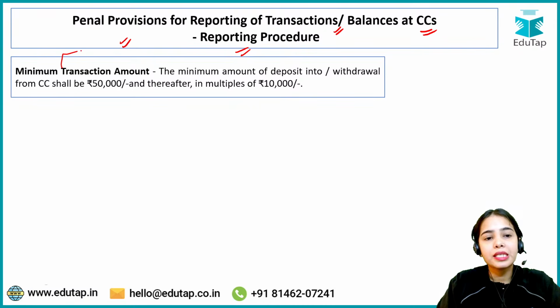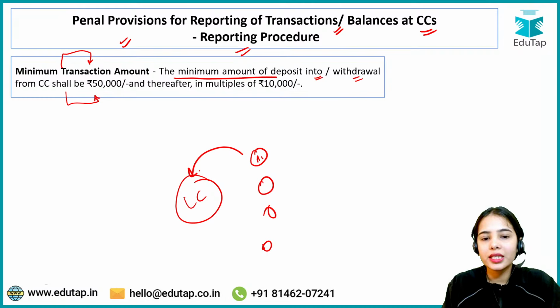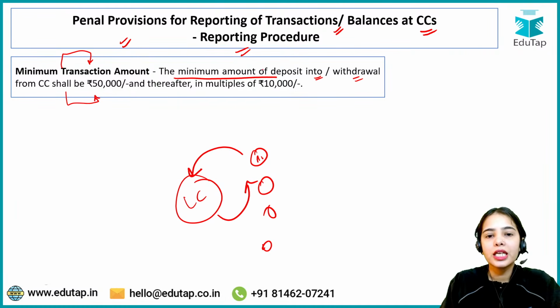Next, minimum transaction amount. First of all, the minimum amount of deposit into or withdrawal from currency chest shall be 50,000. So the linked bank branches that are linked with the currency chest, they can deposit their money with the currency chest, or they can withdraw the money from the currency chest. The minimum amount of deposit or withdrawal from currency chest shall be 50,000, and thereafter in multiples of 10,000.